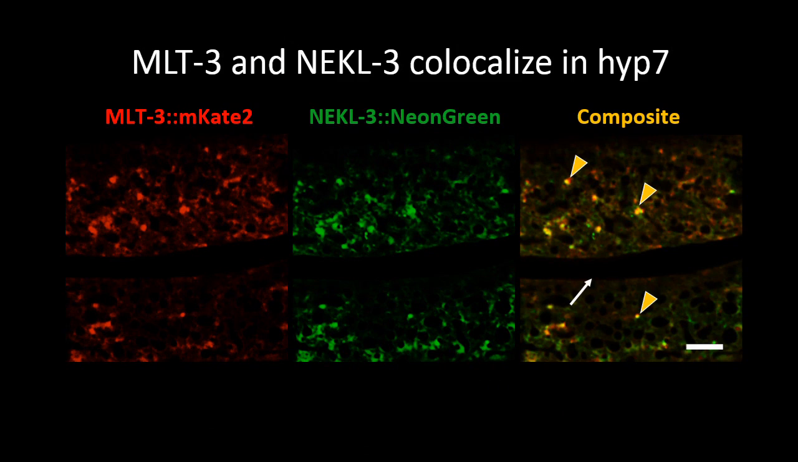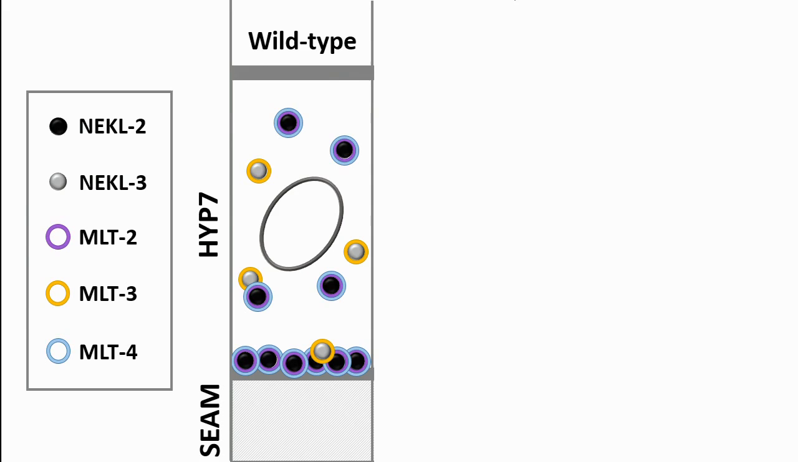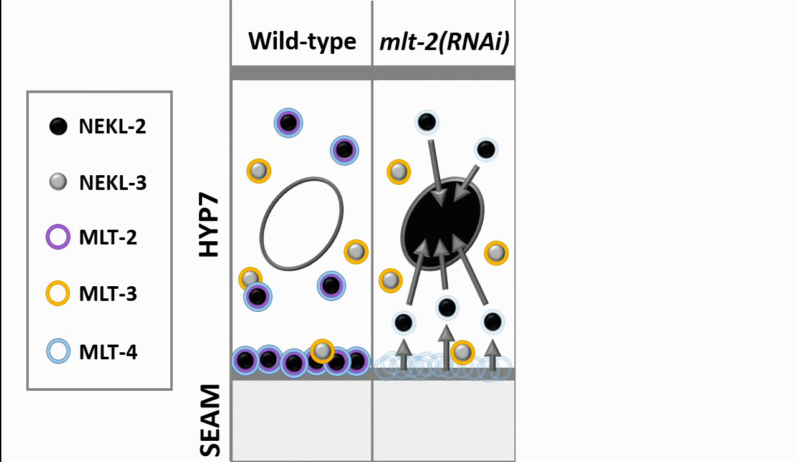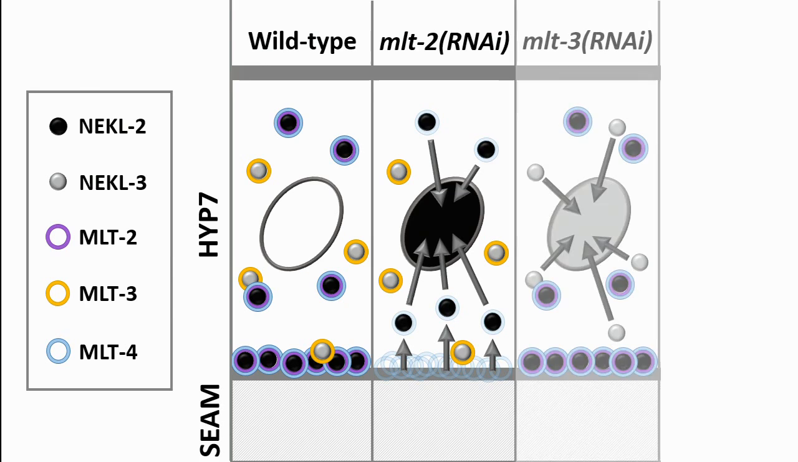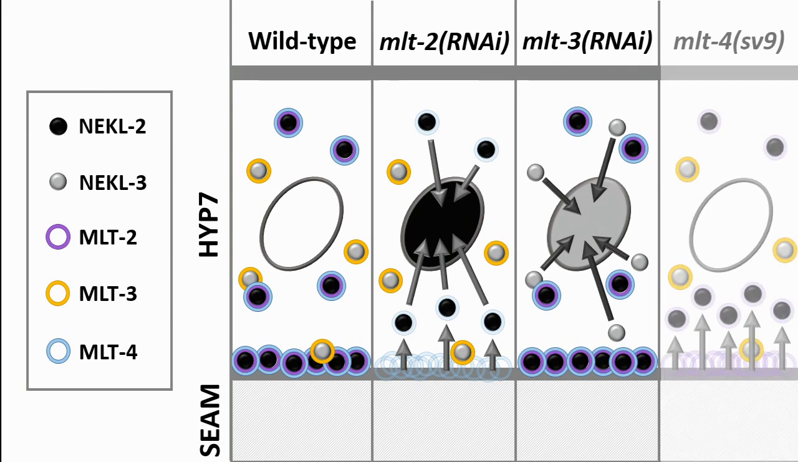So to summarize this part, we showed that NEKL2 colocalizes with both MALT2 and MALT4, especially at the seam cell boundary, and that NEKL3 colocalizes with MALT3 and sometimes with the other components. If we deplete MALT2, what you will see is that NEKL2 is released from the seam cell boundary and it gets into the nucleus. Similarly, if you deplete MALT3, NEKL3 will get into the nucleus. And if you deplete MALT4, NEKL2 is going to be released from the seam cell boundary.